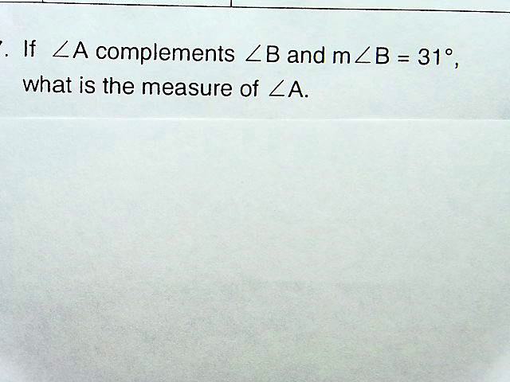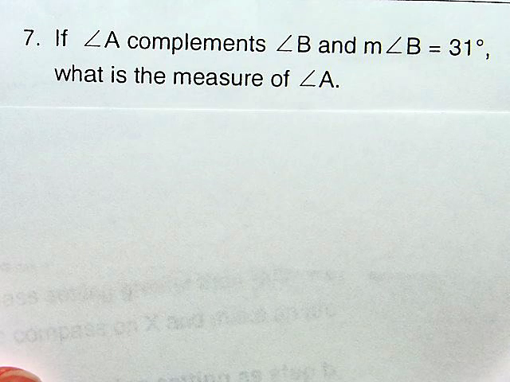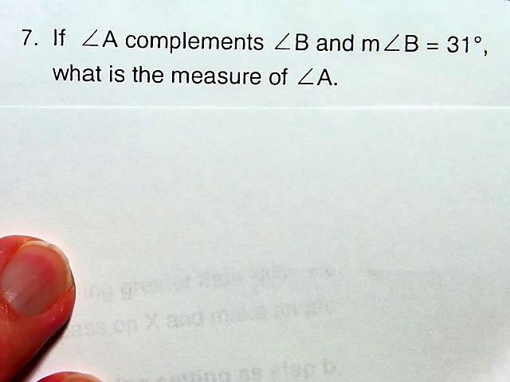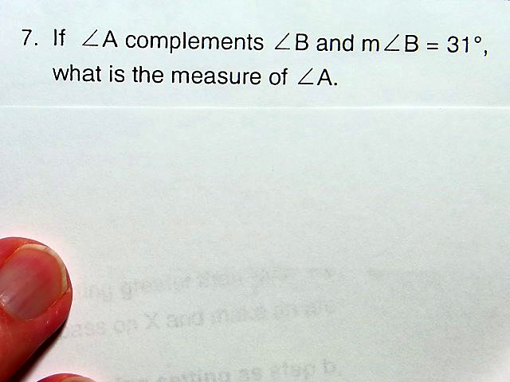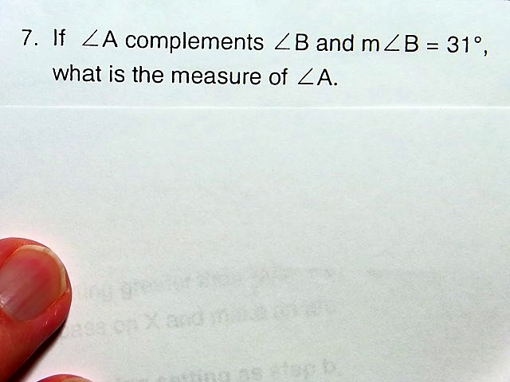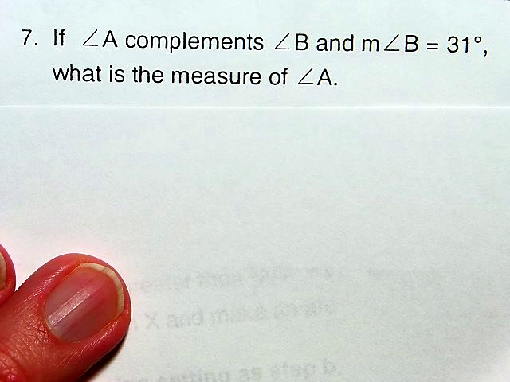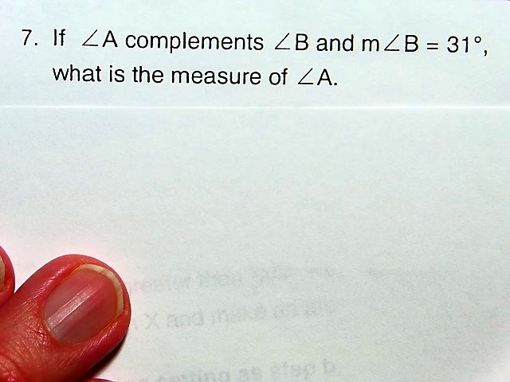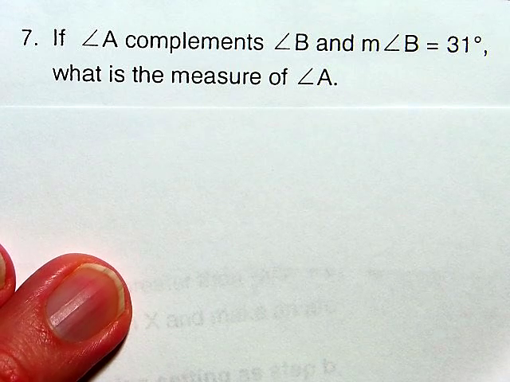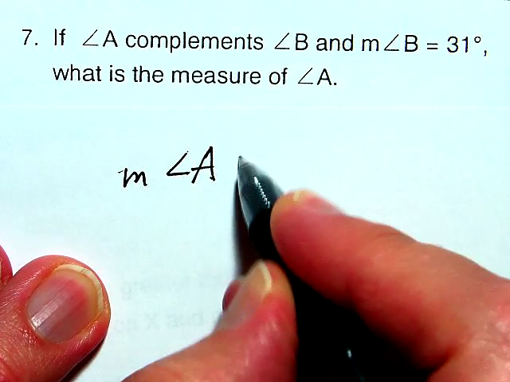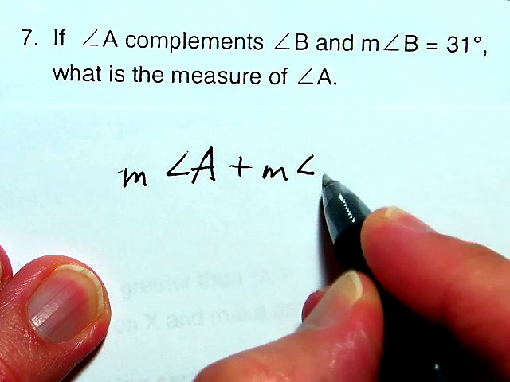So let's go ahead and use these definitions in order to solve some problems and questions that we've got further down. Got problem number 7. If angle A complements angle B and the measure of angle B equals 31 degrees, what is the measure of angle A? Well, this is a pretty easy problem actually, because if angle A complements angle B, that means the sum of their measures is equal to 90.